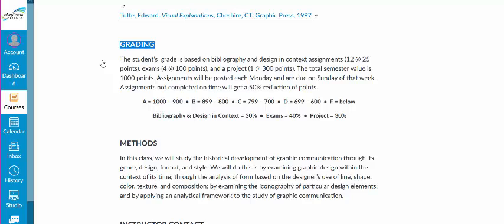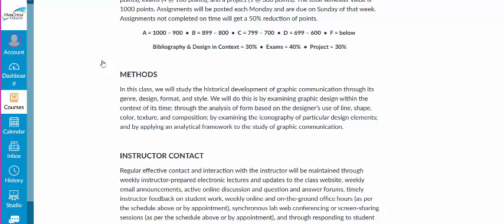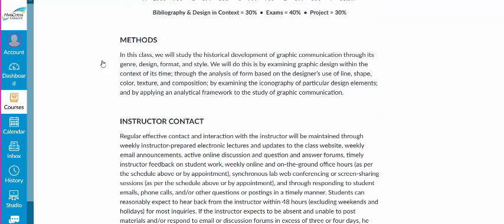Each part of the assignments is worth approximately 30% of your grade. So the weekly bibliography and design and context assignments, the exam, and the project are all about 30%. In this class, we will study the historical development of graphic communication through its genre, design, format, and style.